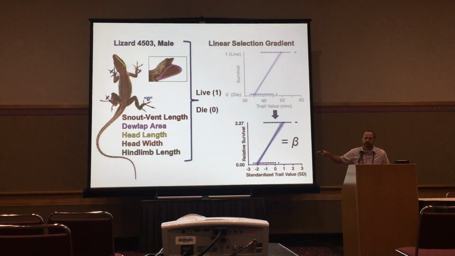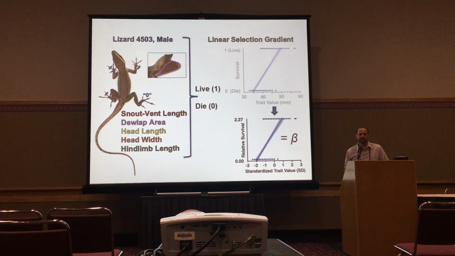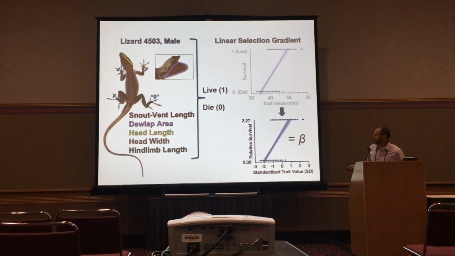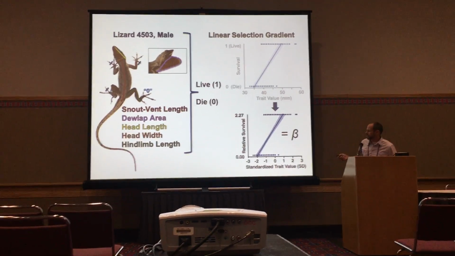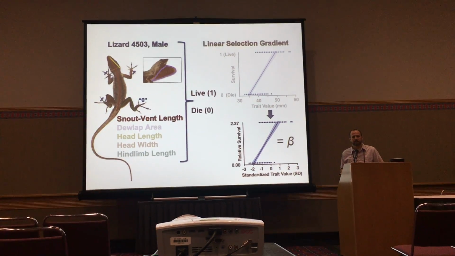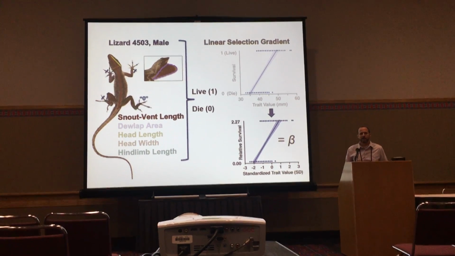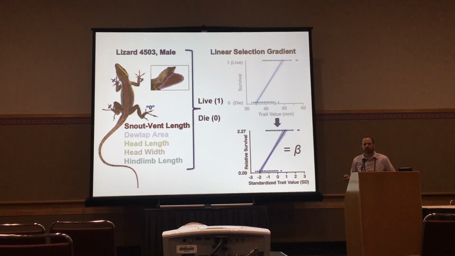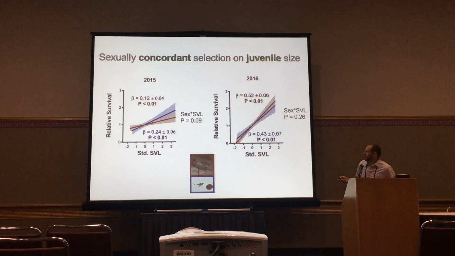When we're actually looking at all 5 of those traits, that beta is a partial correlation coefficient from a model with everything in it. For adults, we're measuring all those traits. For juveniles, we're only measuring snout vent length. And so all the comparisons I'm going to make between adults and juveniles are through this lens of this single trait, which is body size.